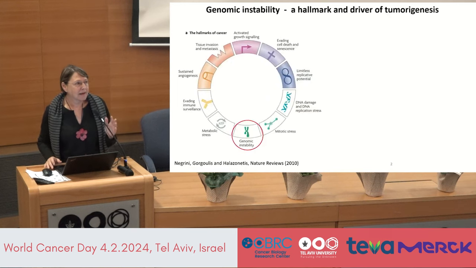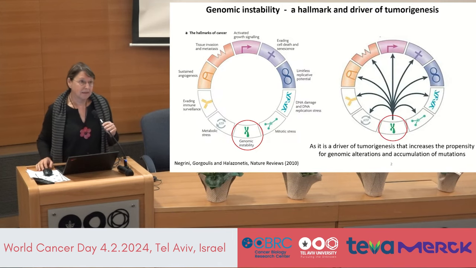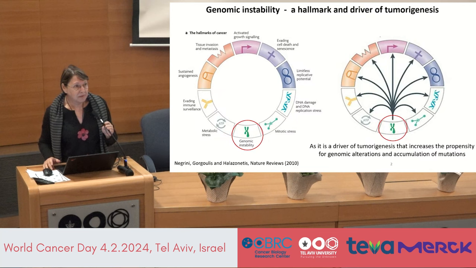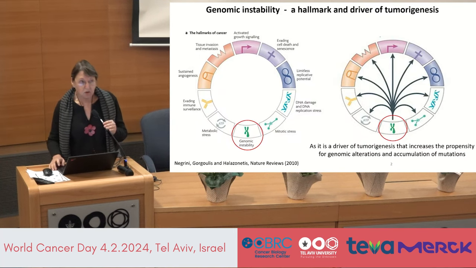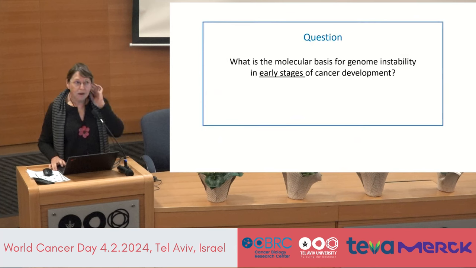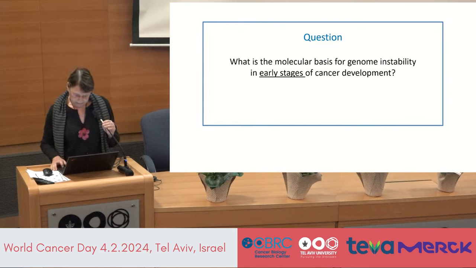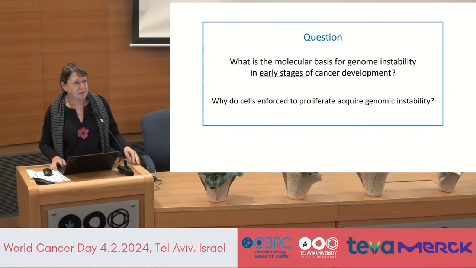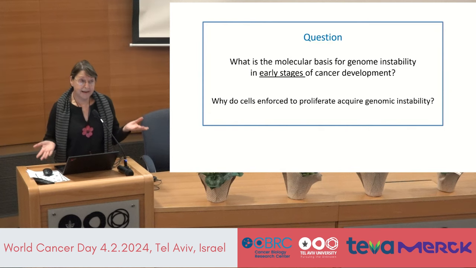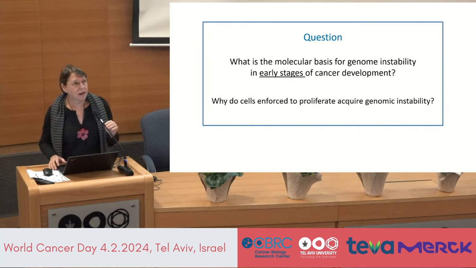As was mentioned earlier already, genomic instability is one of the hallmarks of cancers, among others. The reason genomic instability is a hallmark is because it is a driver of tumorigenesis that increases the propensity for genomic alterations and accumulation of mutations. Our basic question is, what is the molecular basis for genomic instability in early stages of cancer development? Another way to ask this question is, why do cells that are enforced to proliferate by cancer genes acquire genomic instability?